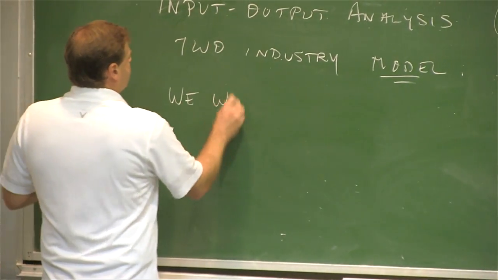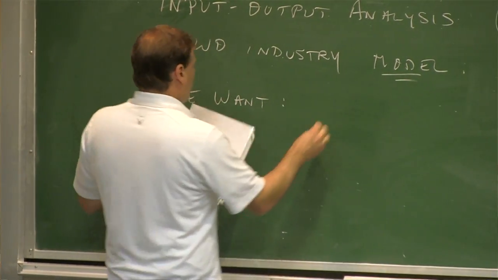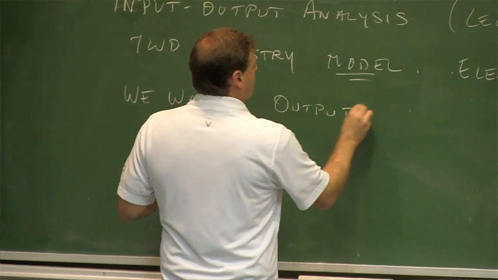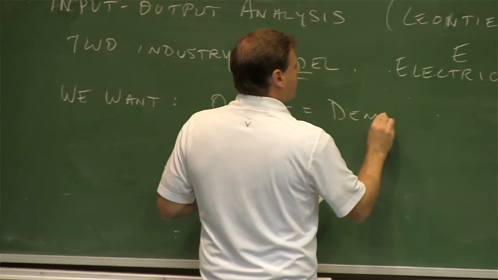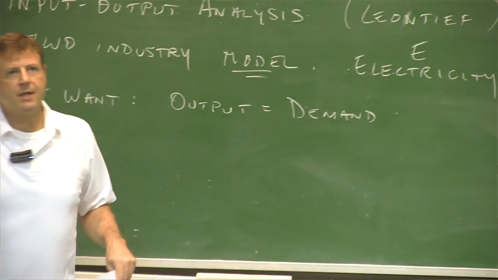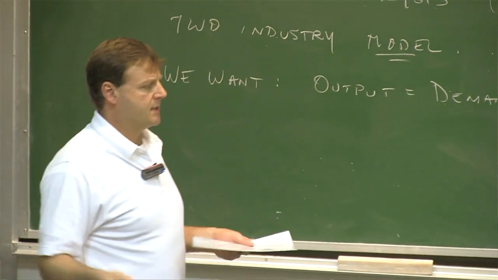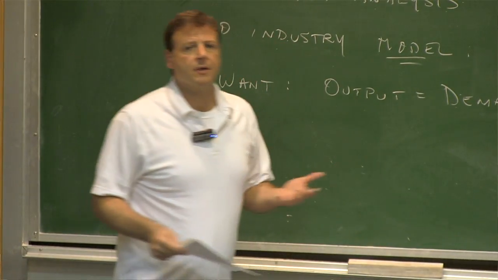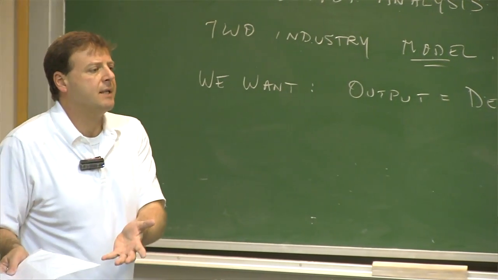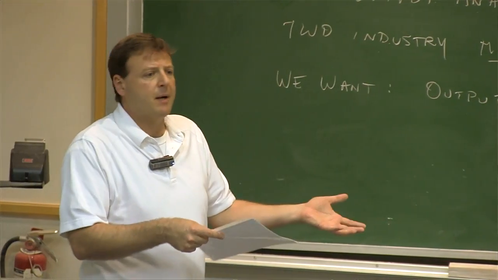So what we want is our output to equal the demand. Okay, I know that there's a certain population out there, they're going to need some water, they're going to need some electricity, and through the historical records I can figure out what they're going to need. So then that'll tell me how much to produce.